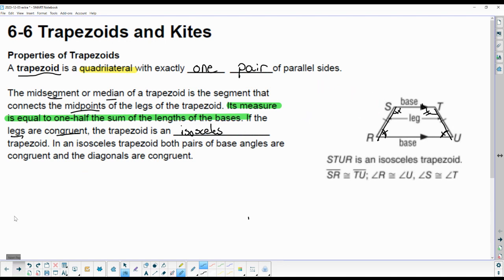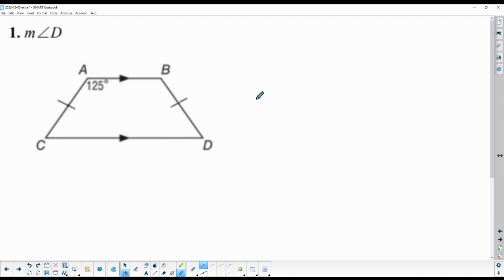All right, let's try some examples. Example number 1, and this is in your packet, says find the measurement of angle D. Now I know it's a trapezoid because these are parallel. That's what that means. I know it's isosceles because it says this leg is congruent to this leg. So the base angles are congruent, which means if this is 125, this would also have to be 125 right here. Now that's not the angle that we're looking for though. We're looking for D, which is down here.